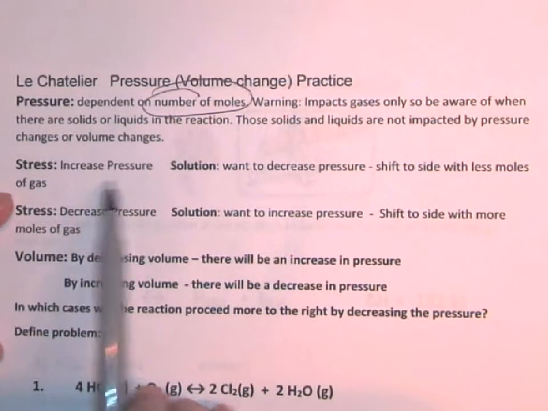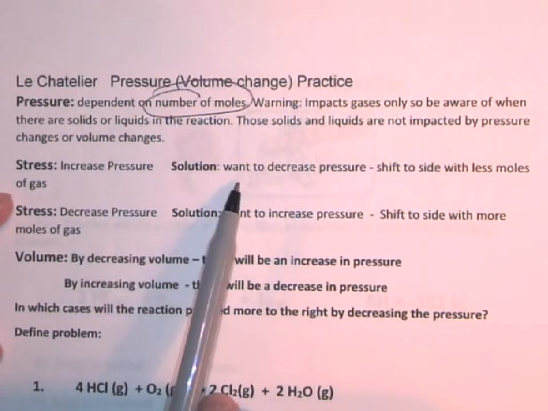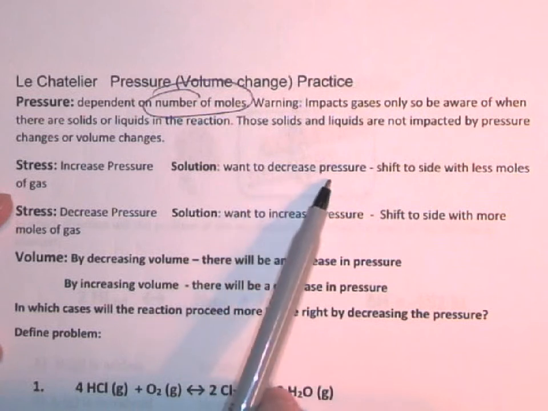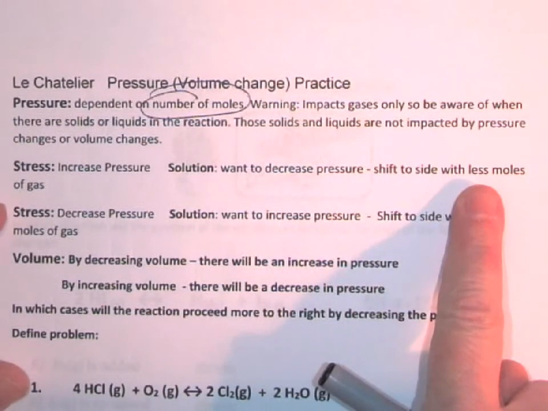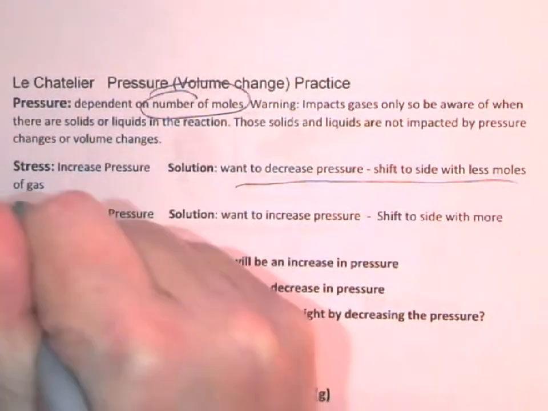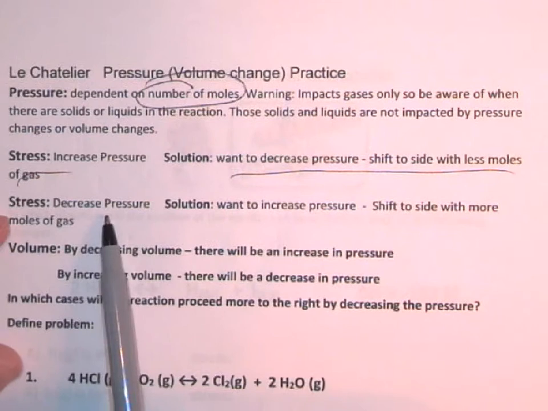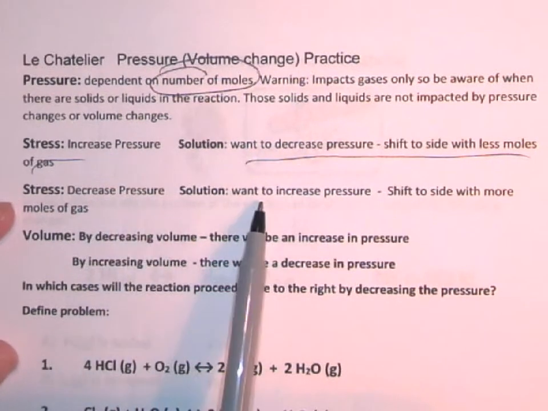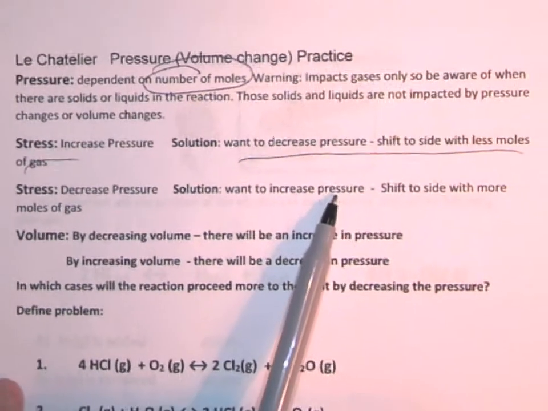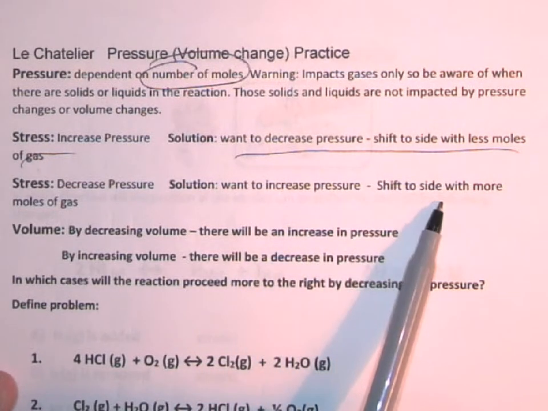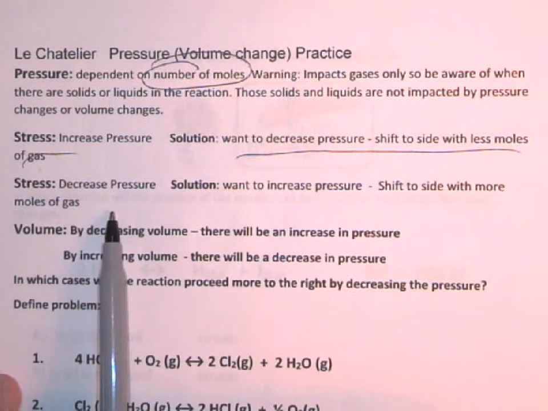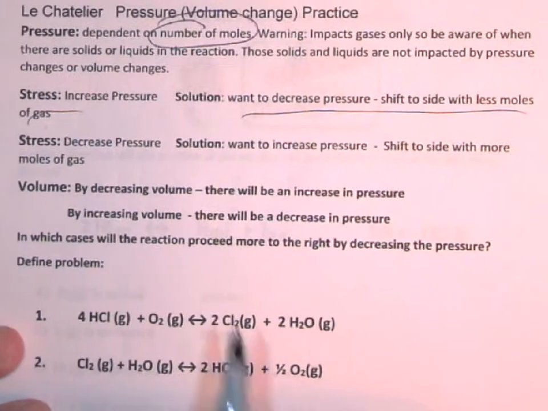Okay, so stress: if I increase the pressure, the solution is obviously I want to decrease the pressure. How do I decrease the pressure? I have to shift to the side with less moles. If the stress says that I decrease the pressure, my solution is I want to increase the pressure. I can only increase the pressure if I shift to the side with more moles of gas. So we're constantly counting this.